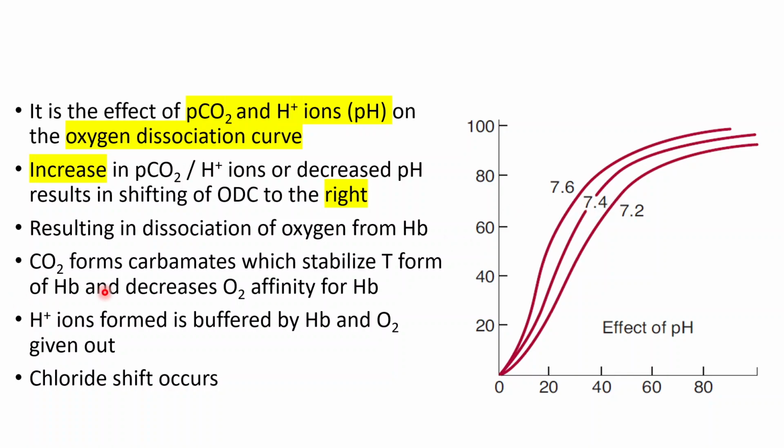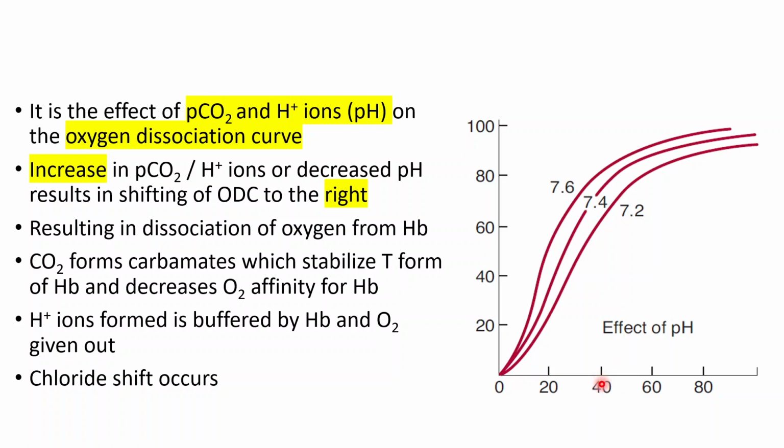This results in dissociation of oxygen from hemoglobin. That means the bond between the hemoglobin and oxygen is loosening up. More and more oxygen is given out from the hemoglobin, or dissociation of oxygen from the hemoglobin takes place. For example, let's say this is the partial pressure of oxygen at tissue level, 40 mm of Hg.